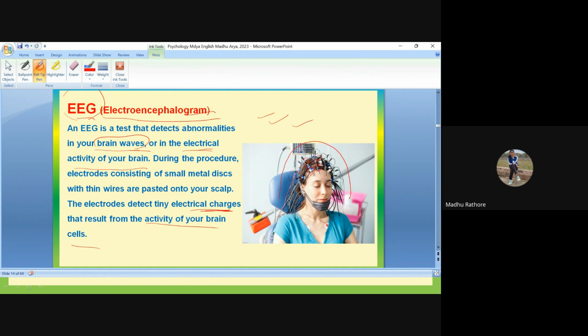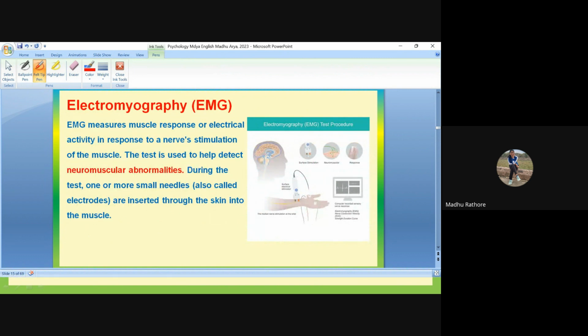Next is EMG, electromyography. EMG measures muscle response or electrical activity in response to a nerve's stimulation of the muscles. Any electrical activity in response to nerve stimulation. We know messages from the brain come through nerves, and we feel them in our muscles and in our skin. That is measured by EMG, electromyography. In this, one or more small needle electrodes are inserted in the skin. Okay.